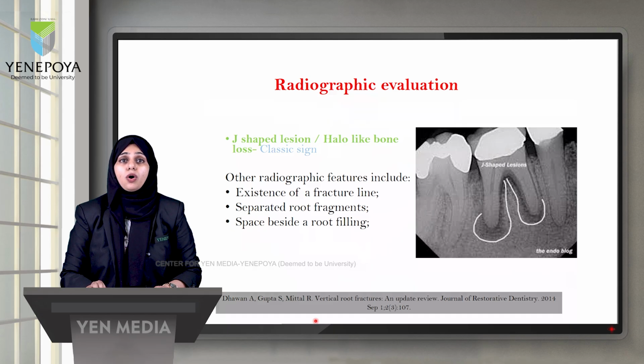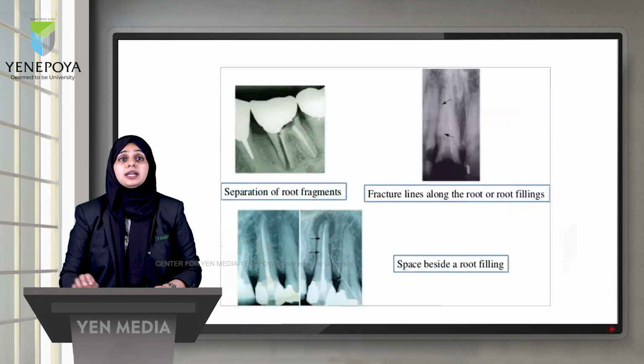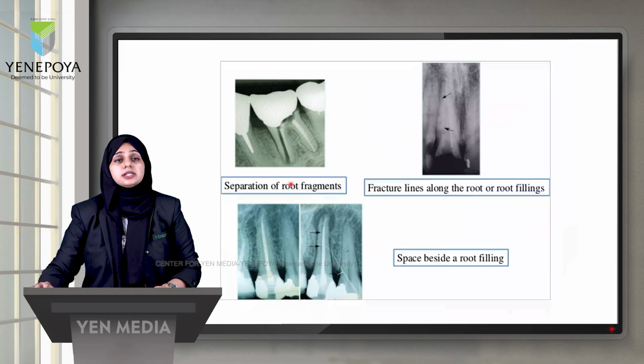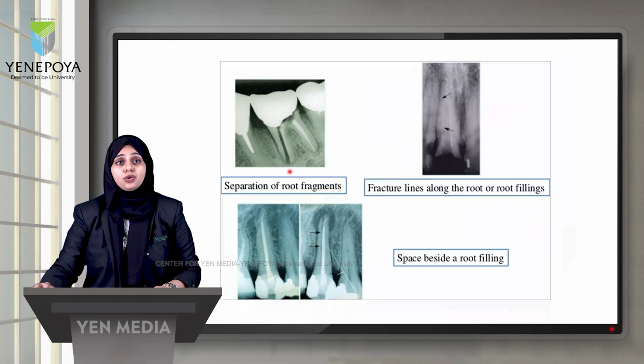J-shaped lesions or halo-like bone loss are a clinical sign of vertical root fracture. Other radiographic findings include the existing fracture line, separated root fragments, and a space beside the root filling. Here in this radiographic picture, you can appreciate there is a separation of root fragments. And here you can see a fracture line along the root. There is a space beside a root filling.